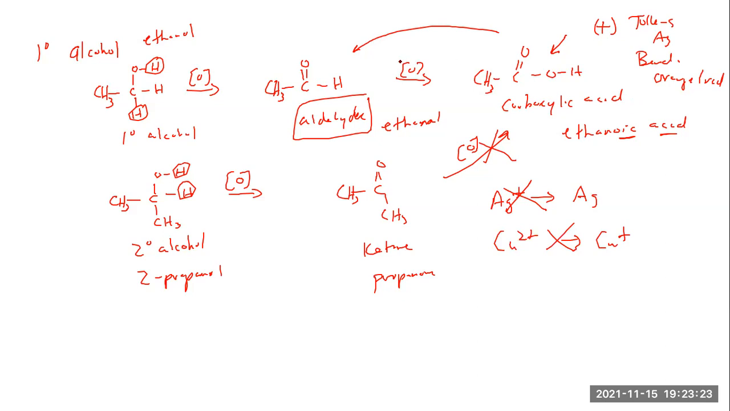So we use these two tests to verify that we started with an aldehyde and ended up with a carboxylic acid. And any negative of those tests would indicate that you did not start with an aldehyde, that you started with a ketone in that particular case. Any questions on that?